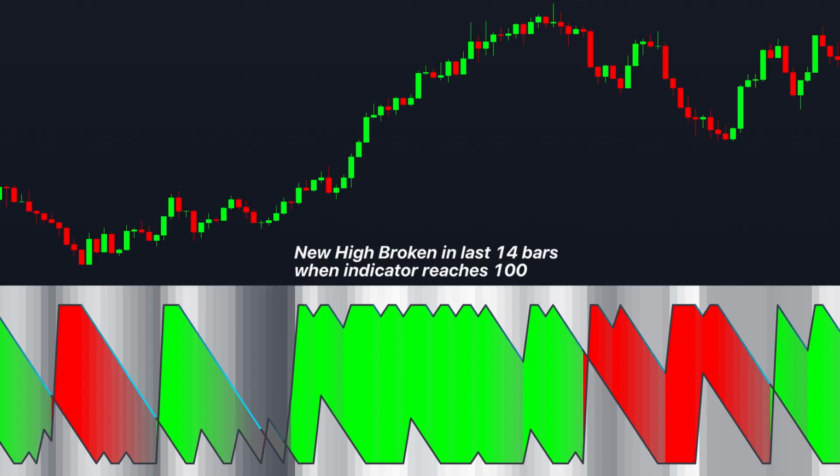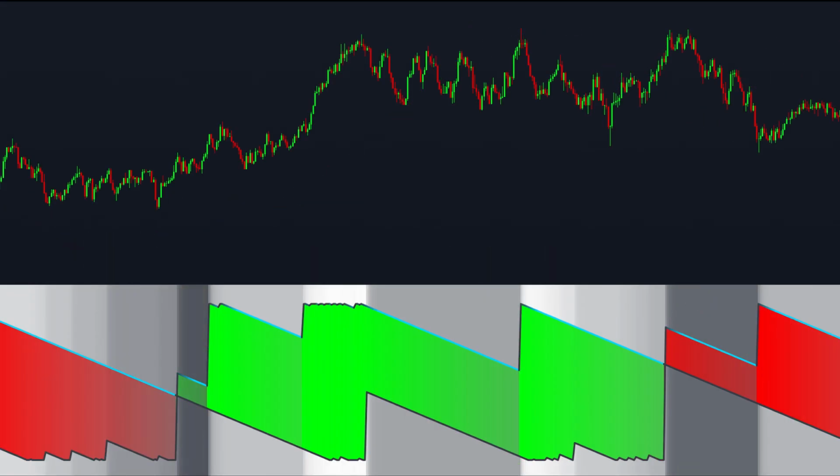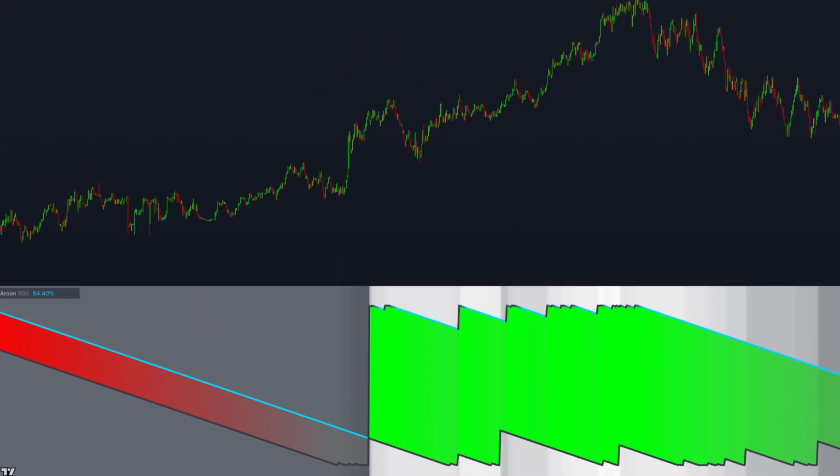If you set it to 14, it takes a new high or low to be broken within 15 bars for it to reach 100. If we increase it to 200, it now looks at the highs and lows for the past 200 bars. If it reaches 100 with this setting, a new high or low has to have been broken for the past 200 candles. You can see how increasing this would affect its output. Now we can see longer term trends in the market.